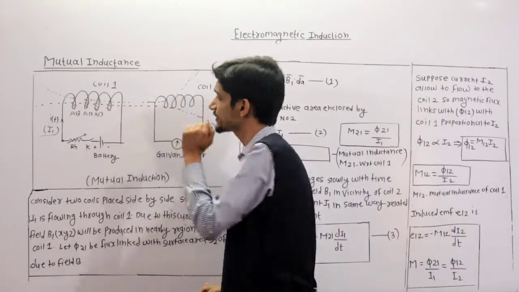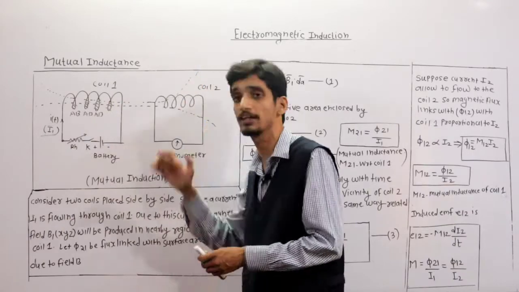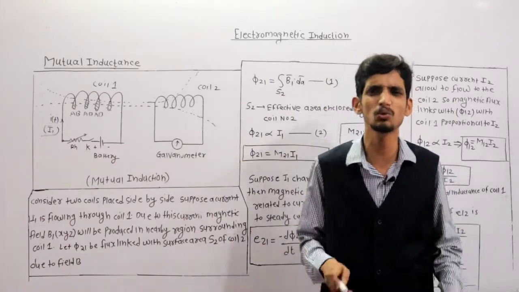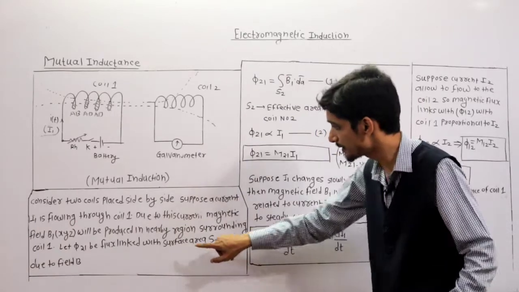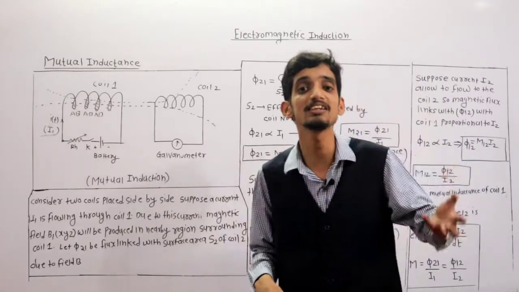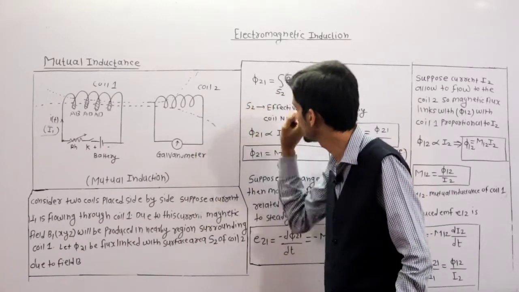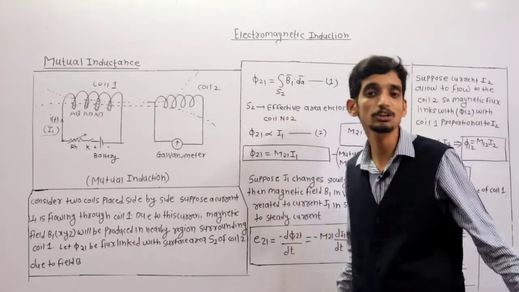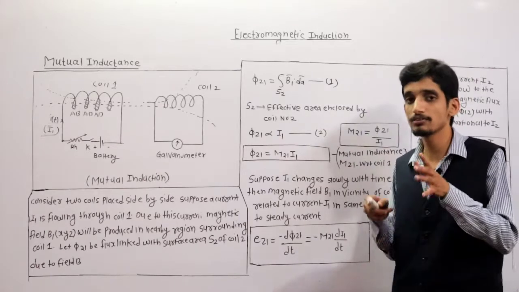That flux which links with the second coil, the flux which is linking from the first coil to the second coil, is denoted by phi21. Phi21 means what? Many students do not understand how to interpret this. Listen here, this phi21 is the flux linking with the second coil from the first coil. So final to initial: flux linking with the second coil, and that flux is coming from the first coil. That's why this is phi21. Clear?